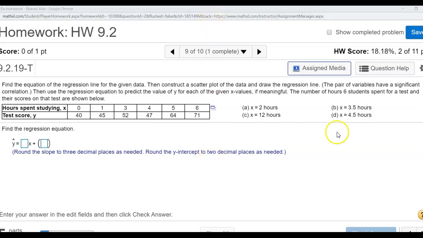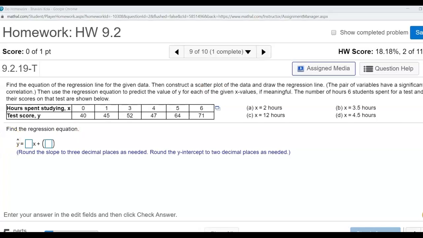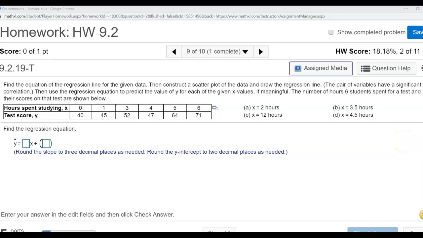So let's go ahead and take a look at the rest of the problems. This problem is linear regression, finding the regression line. So you have problem 8, 9, and 10 exactly the same. So I'm just going to be doing one problem. Please make sure you have your pen and paper ready. Find the equation of the regression line given the data.